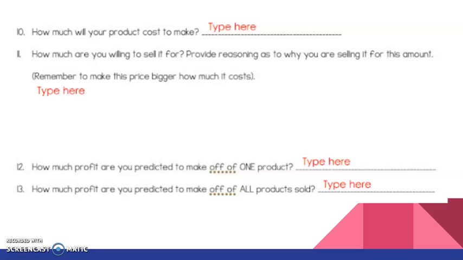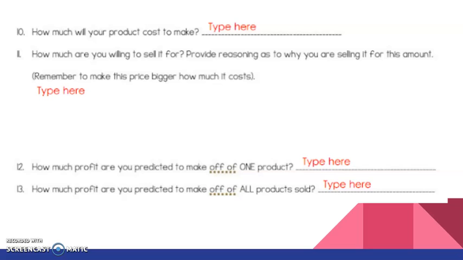The last part that we have to think about when it comes to our finances is how much are we selling this for? So we have to figure out how to make a profit with all of this. So remember, if it takes $50 to make our product, we want to sell it for more. That way we get some money back.